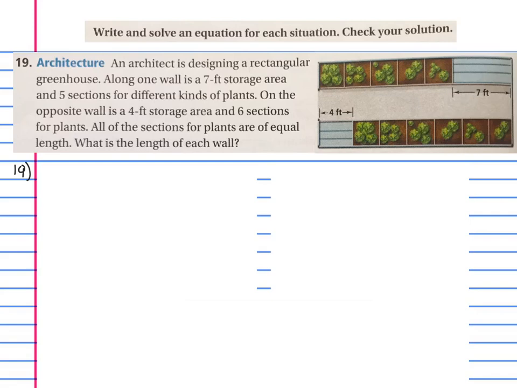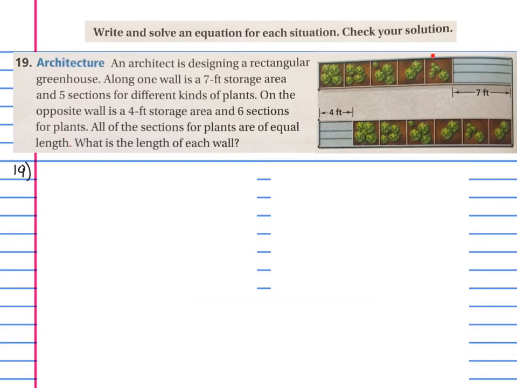All right, write and solve an equation for each situation and then check your solution. Check it means write a proof. Okay, so an architect is designing a rectangular greenhouse, and along one wall of the greenhouse, there is a 7-foot storage area, that's this right here, and then 5 sections, different kinds of plants, but it says at the end all the sections of the plants are of equal length.